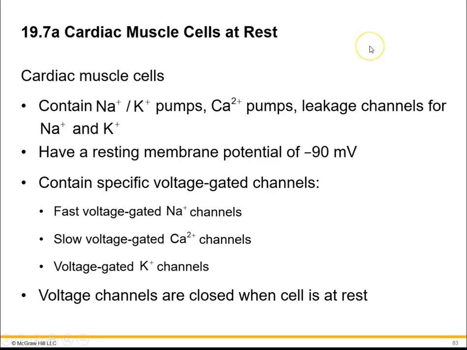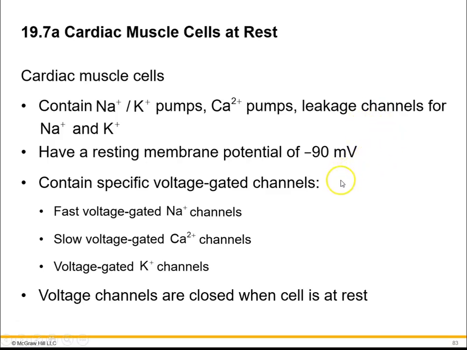Okay, we talked about the SA nodal cells at rest, and we talked about what the depolarization of those look like on a graph. Now let's talk about cardiac muscle cells at rest, and then we're going to go into how they depolarize and what it looks like when represented graphically. So cardiac muscle cells, they're going to contain sodium, potassium pumps, calcium pumps, and leakage channels as well. And their resting membrane potential is about negative 90 millivolts.